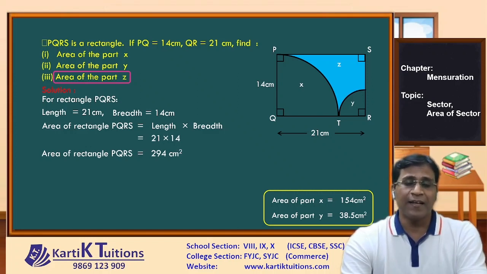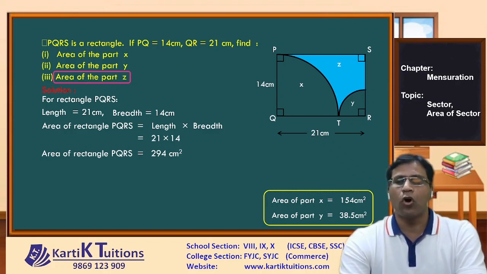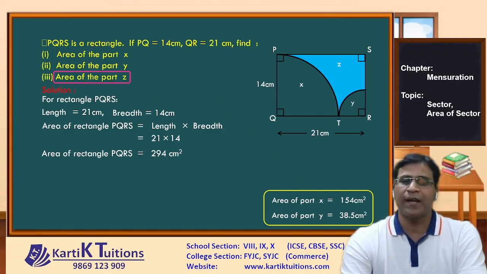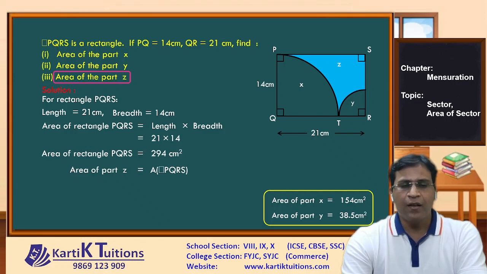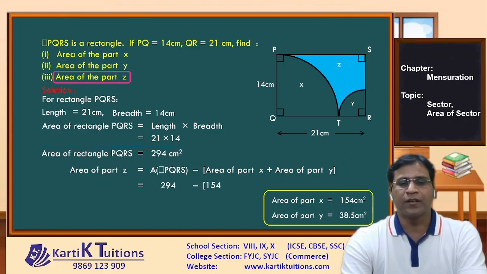सो लेकिन पार्ट Z कैसे मिलेगा, अरे क्यों नहीं मिलेगा, एरिया ऑफ रेक्टेंगल में से पार्ट X और पार्ट Y को सब्ट्रैक्ट कर दो, ऑटोमेटिकली जो पार्ट बचेगा दैट विल बी ऑफ पार्ट Z. सो हियर एरिया ऑफ पार्ट Z इज नथिंग एल्स बट area of rectangle minus area of part X plus area of part Y. So here we get 294 minus 154 plus 38.5.